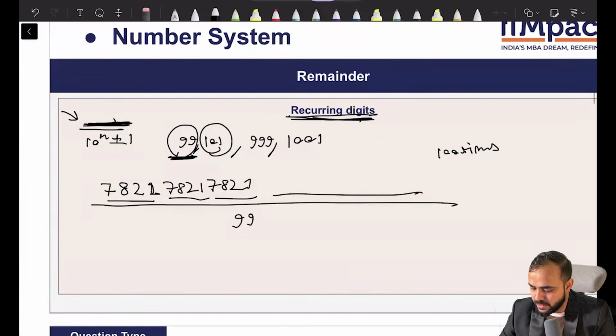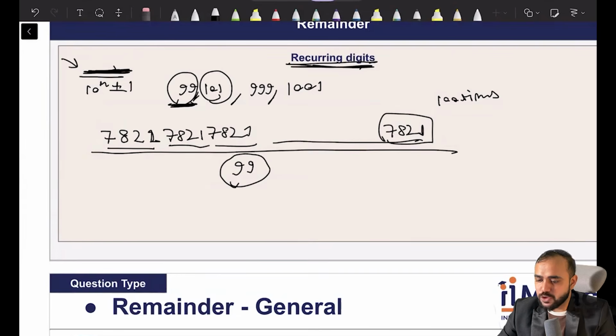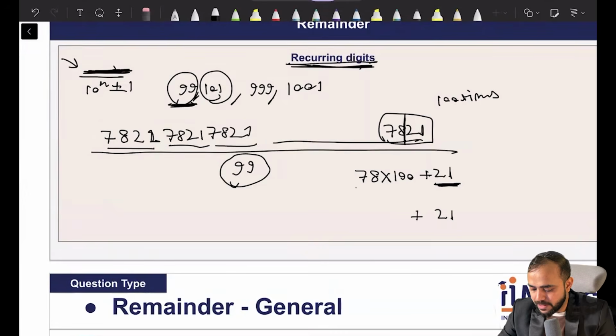What we can instead do is, we will write this as, I will go towards the end. I have seen that this is 99, which means I have to break it into blocks of 2, packets of 2. So this 7821 I'll break as 78 and 21. This will be written as what? 78 into 100 plus 21. Now, what will be the remainder when 21 is divided by 99? 21. What will be the remainder when 78 is divided by 99? Minus 21. And what is the remainder when 100 is divided by 99? 1.